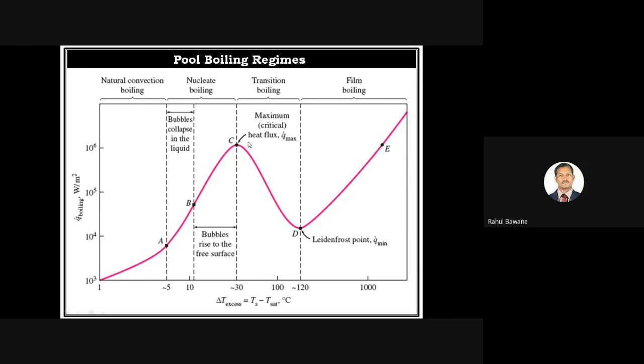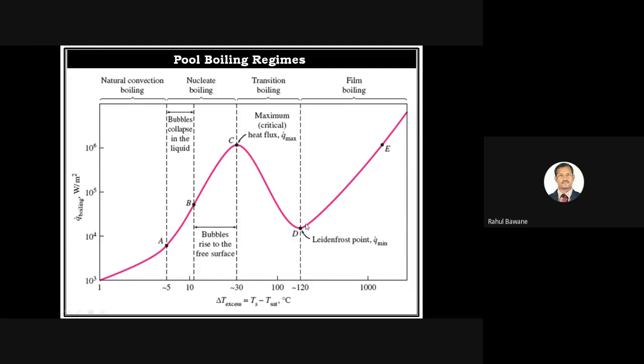So total heat transfer, or heat flux, is reduced and continuously reduces, because the area of sludge or vapor pocket formation continuously increases and the area of direct contact of the heating plate with the liquid reduces. So continuously we observe a reduction in heat flux up to point D. This D point is called the Leidenfrost point, where we observe the minimum heat flux.